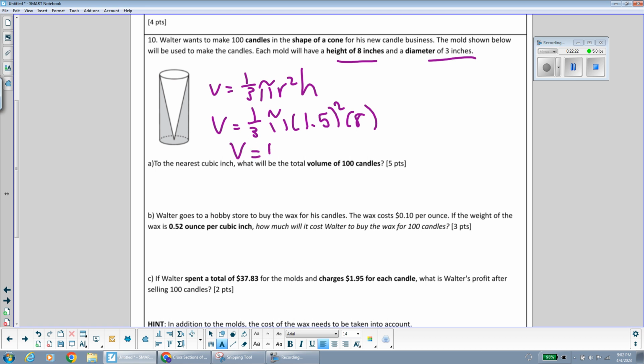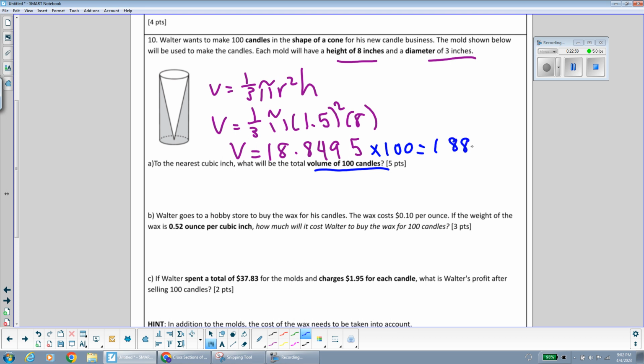And I got 18.8495. It says 100 candles. Some people rounded here to 19. No, don't round until your very last step. It impacts your answer and it will be a rounding error. I'm not going to round yet. I'm going to first multiply by 100 on my calculator, because we're finding the volume of 100 candles.